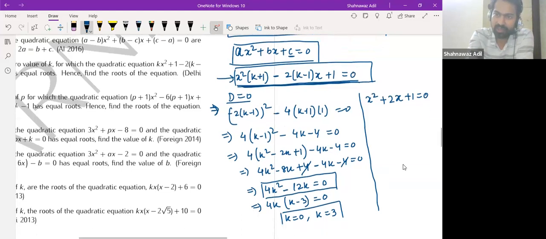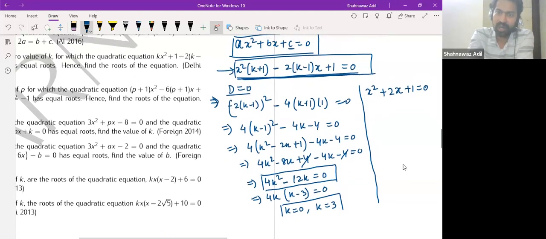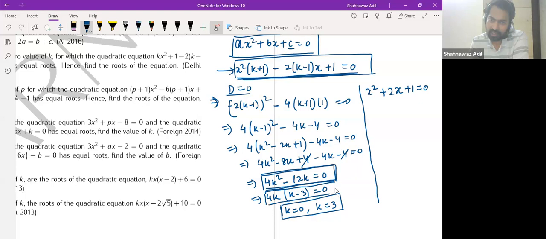Why did I say so? No, what did you say? Oh, I was asking that you will get a quadratic equation, right? So then you will get two solutions of k, right? That is okay, what I was asking before. Yes, because it is a quadratic equation, we are getting k equal to 0 and k equal to 3.